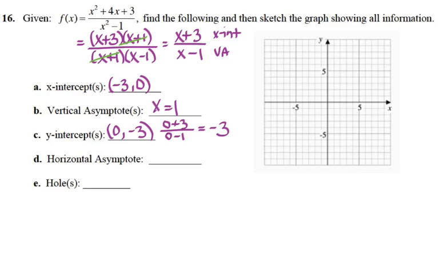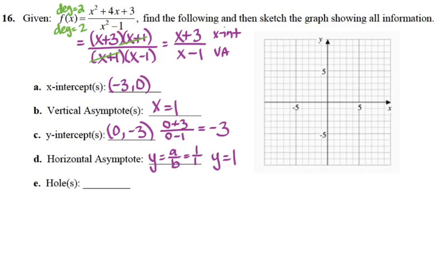And then for the horizontal asymptote, let's compare the degrees. If you look at your original, my degree is 2 on top. My degree is also 2 on the bottom. So since my degrees are the same, your horizontal asymptote is going to be y equals a over b. A is the leading coefficient of the numerator. B is the leading coefficient of the denominator. So I have y equals 1 over 1, so just y equals 1.